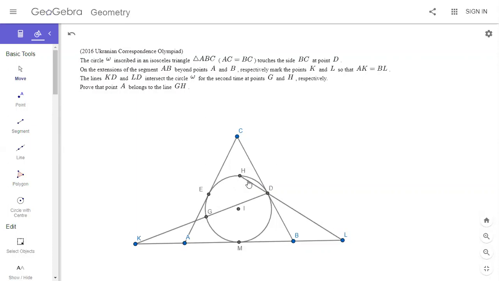So yeah, this is an easy one, but basically if we can show EGHM is harmonic, then that would mean that the tangents at E and M and the line GH are concurrent at A, which is what we want to show. So we want to show HEGM is a harmonic quadrilateral, and I think we can do that by projecting through D. Yeah, that solves it. Okay, this is a fast one.